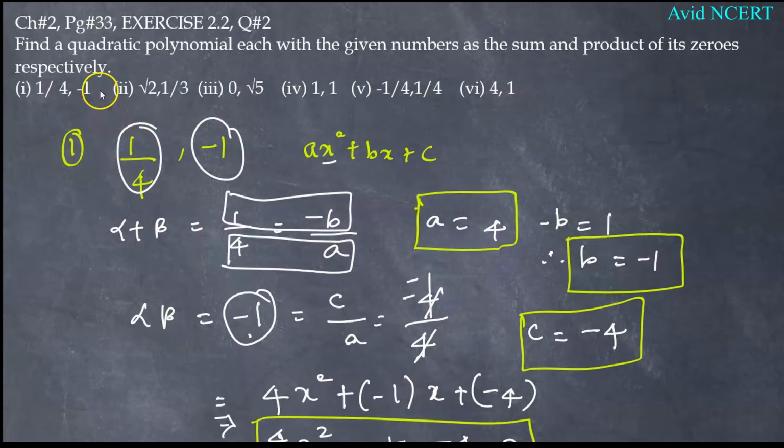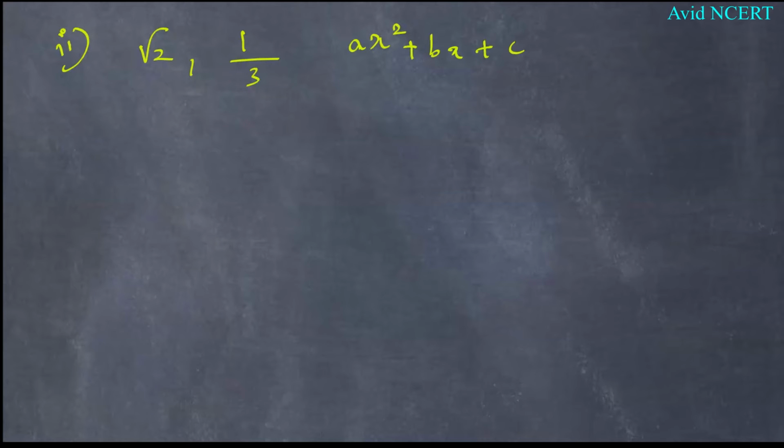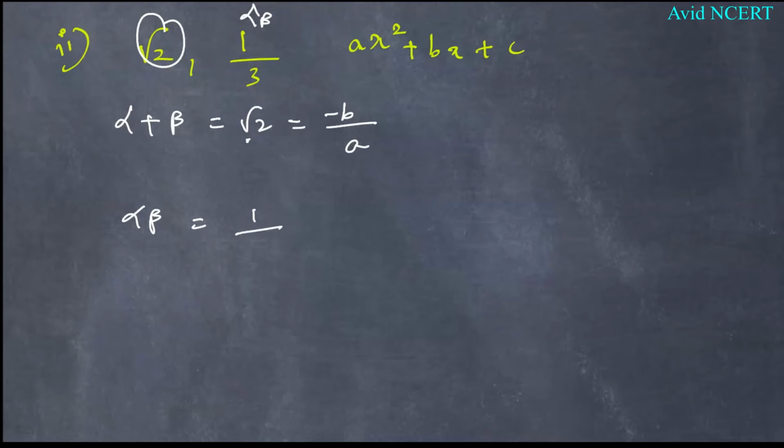Now let's solve the second problem, which is root 2 comma 1 by 3. So now we know the steps. All are similar. So again for this problem, we have to find ax square plus bx plus c. For that, first we have to find alpha plus beta. We need to find the values of a, b and c. So we are using alpha plus beta equals root 2, and this is alpha beta. Alpha plus beta equal to root 2, which means minus b by a. Alpha beta equals 1 by 3, which equals c by a.